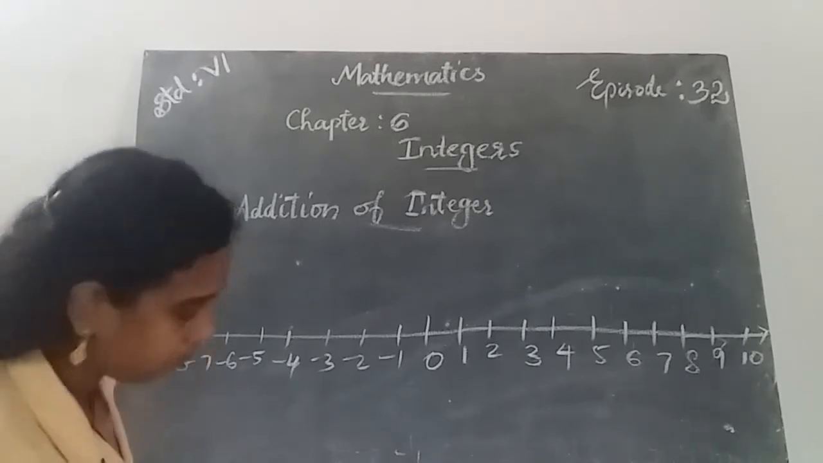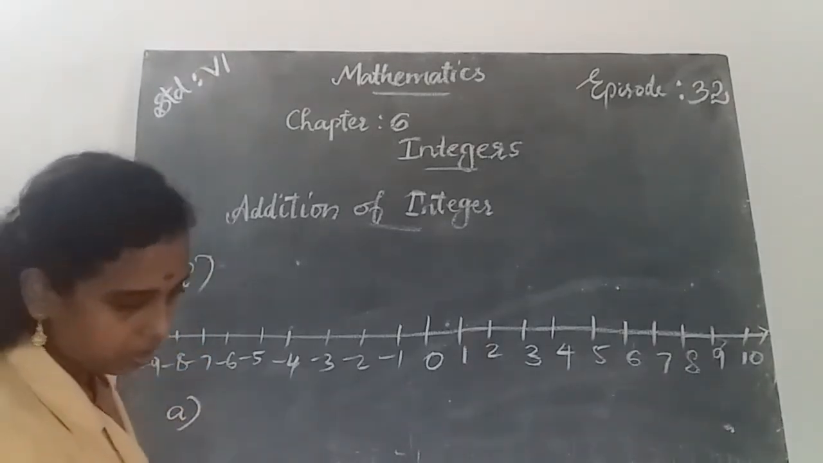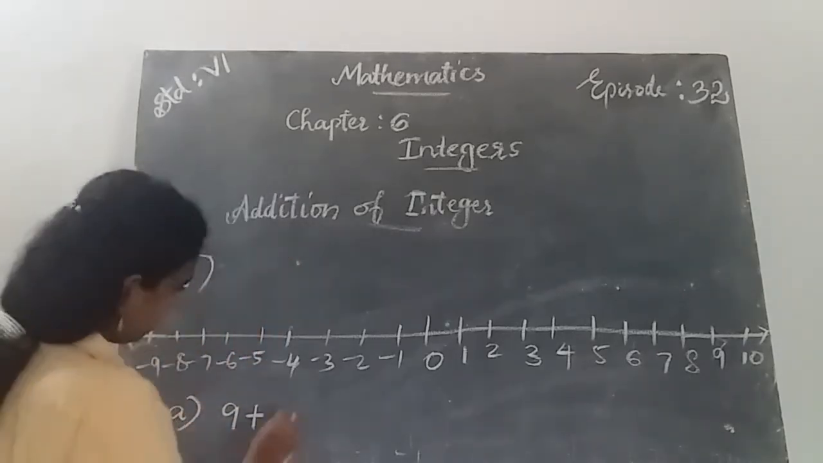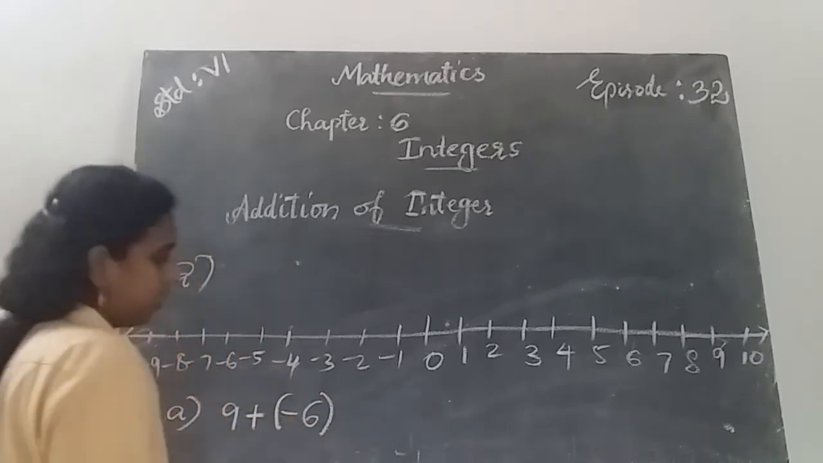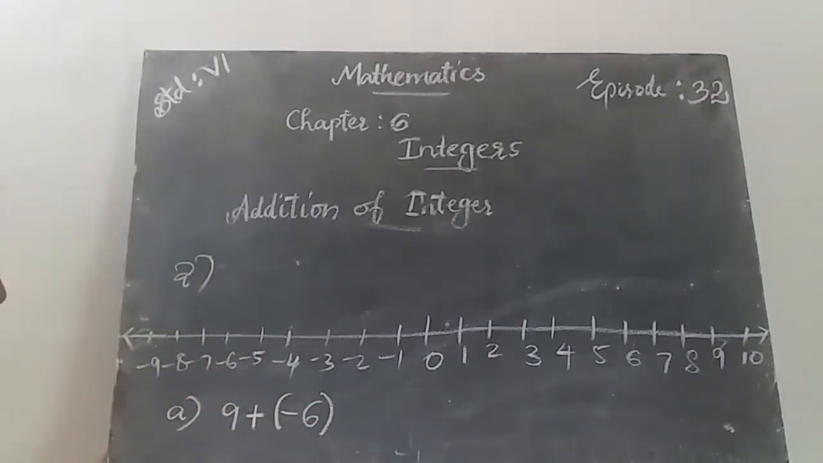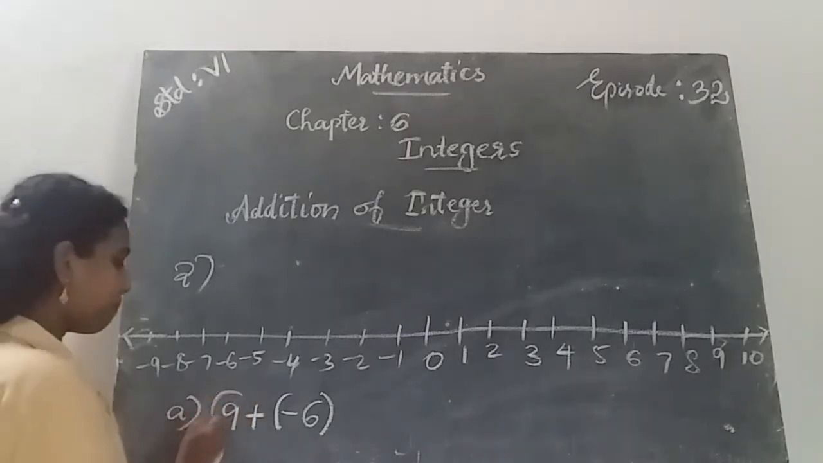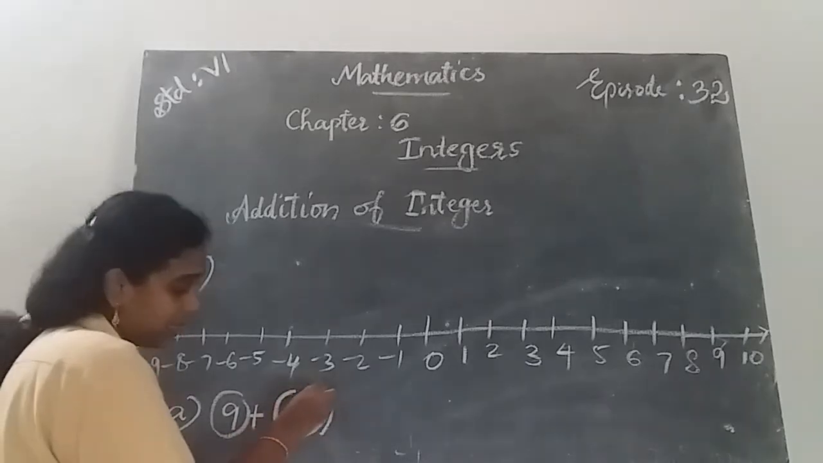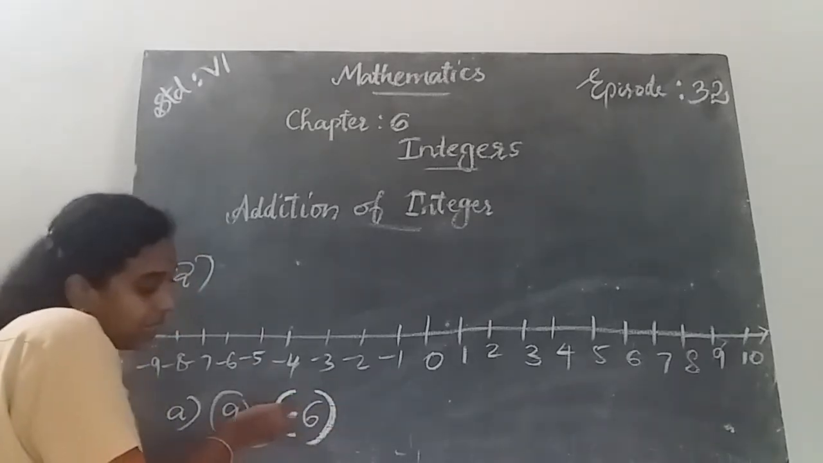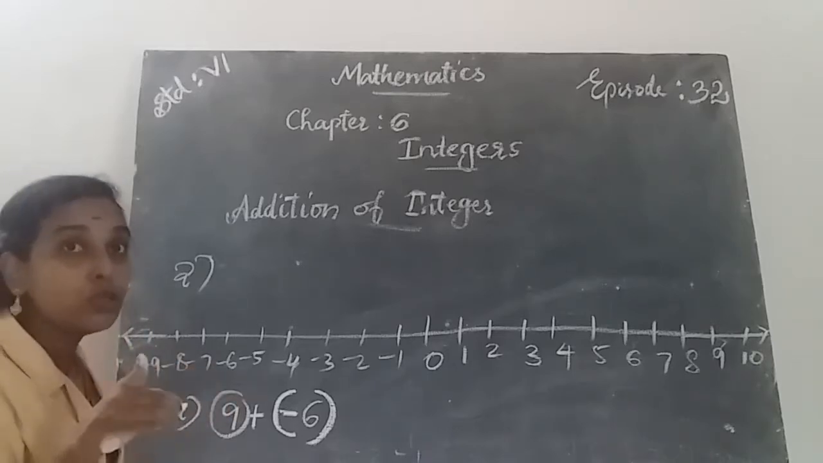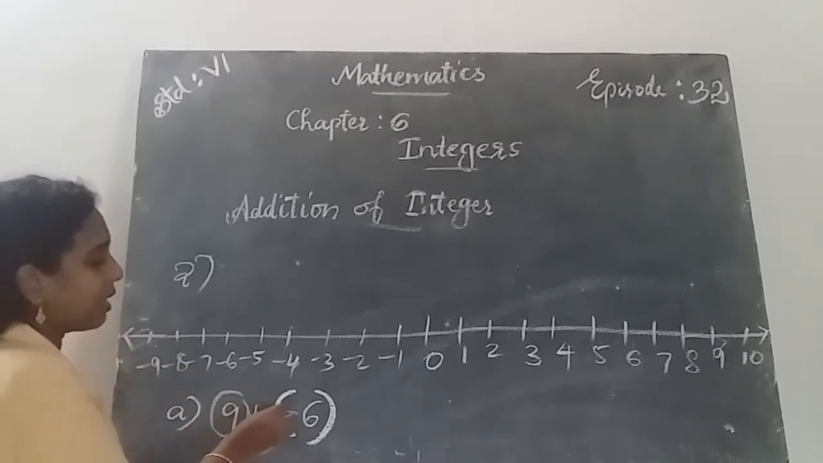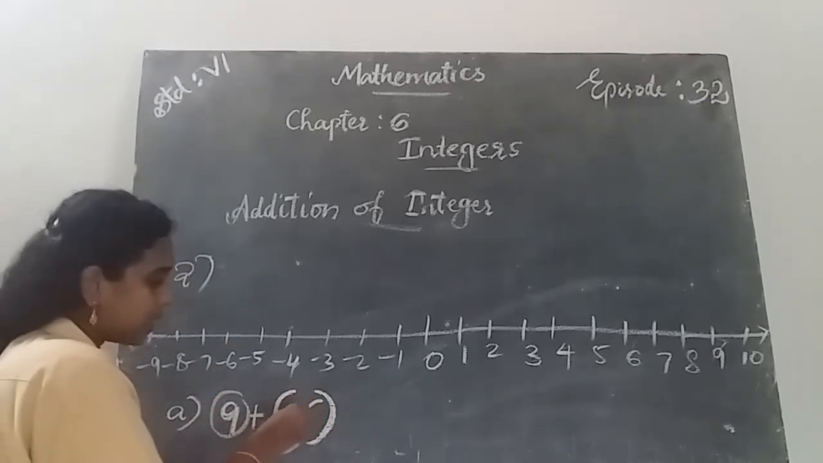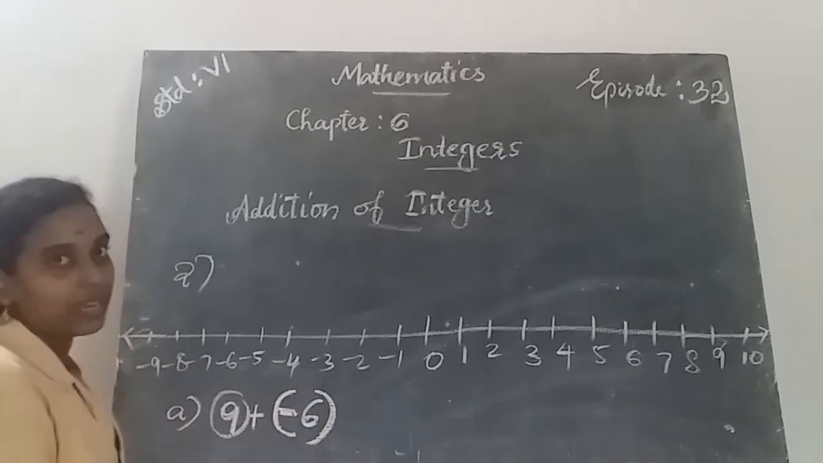First question, 9 plus negative 6, which means we start from 9. Then we move 6 steps, and the negative sign represents the direction: we move towards the left. So we start from 9, then move 6 steps towards the left direction.